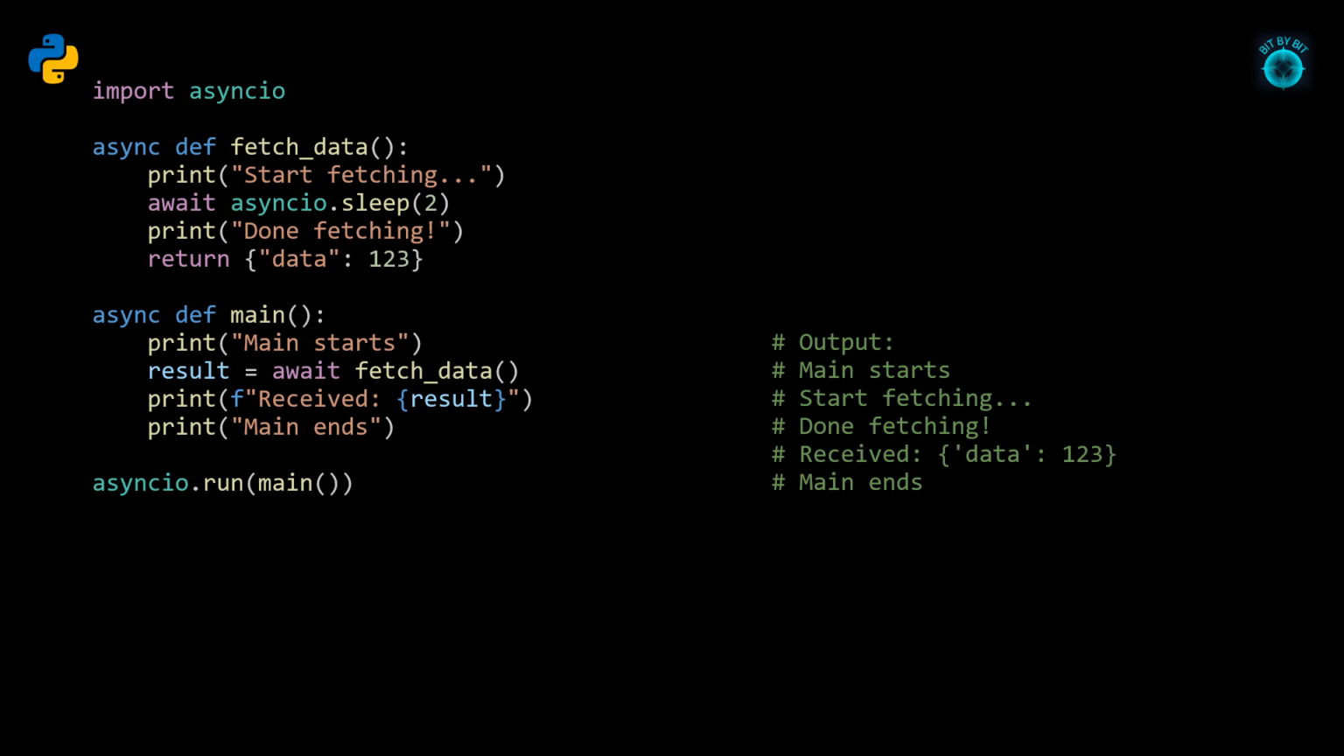Then we define another coroutine called main. It prints main starts, then waits for the fetch_data coroutine to complete using the await keyword. When the result comes back, it prints the data and ends. Finally, we start everything using asyncio.run with the main coroutine. In the output, you can see how tasks are executed in order, but the delay inside fetch_data didn't freeze the program. It simply paused that one coroutine. This is the core benefit of Asyncio: efficient waiting.